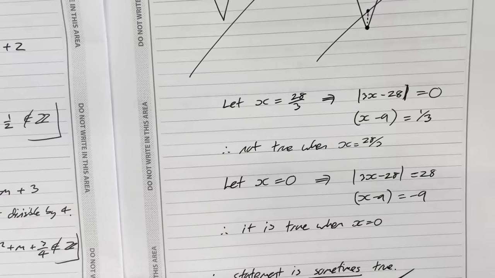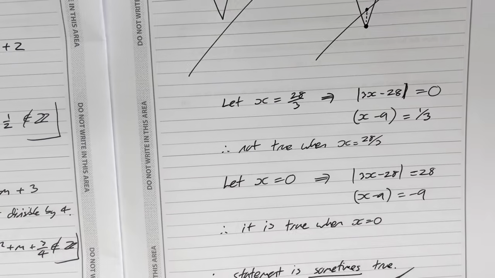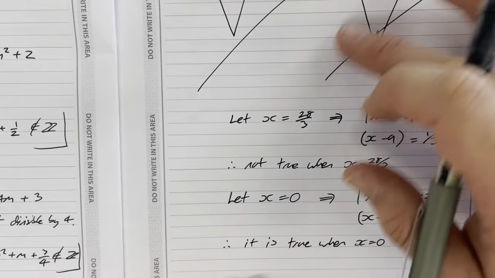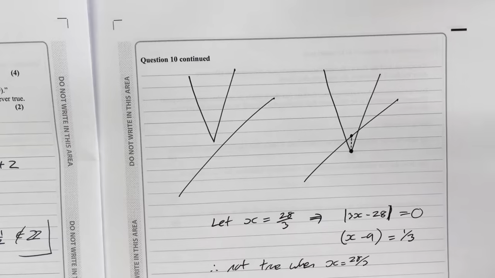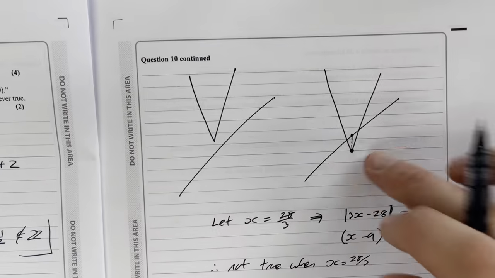But you do have to state a case when it is true. You can't just do the not true, or justify by a graph. You could argue it from this point of view, but you need to use words to describe it. You can't just have the picture.